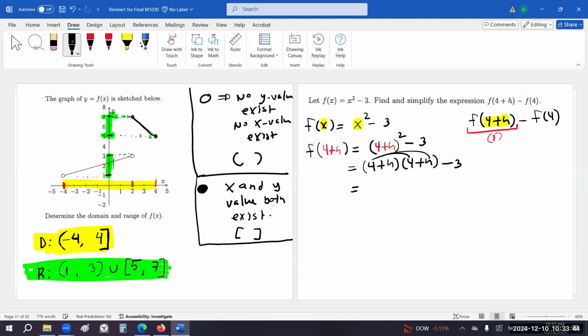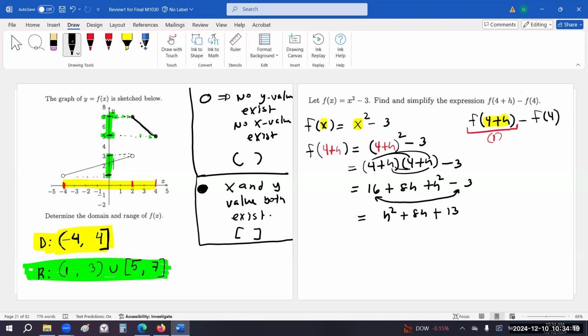So using FOIL, you can distribute this. You'll get 16 plus 8h plus h squared. We have like terms, so we're going to combine, and let me write them in order. What is 16 minus 3? So this is our first step. Find what is f of 4 plus h.